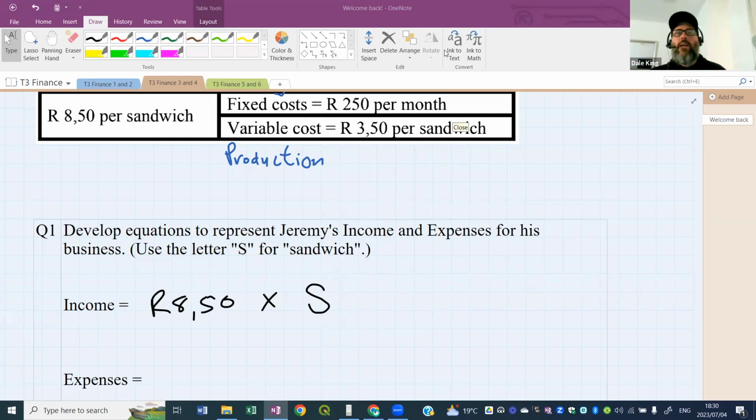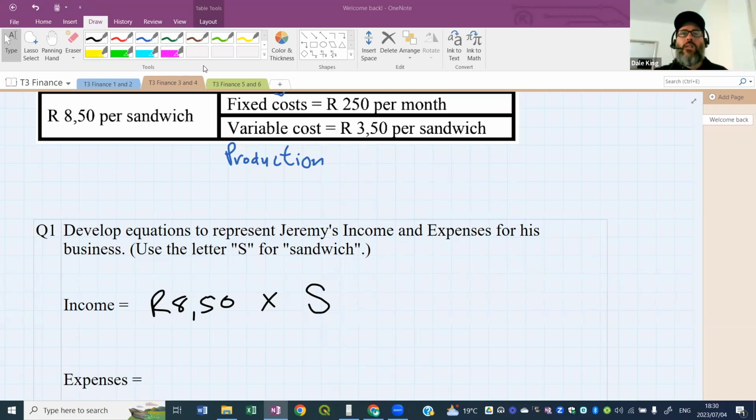We're just creating, I can't even say it's mathematical sentences. It's just an expression, a math expression that will help us. You'll see later on in question 2 why we're doing this, but we're just creating some equations here. They're just sentences. Like, for example, this expression that I have here in front of me for income, I could say to this person, Jeremy, to work out your income for your business, take the number of sandwiches, S, and multiply by how much you are selling your sandwiches for, which is R8.50. So it's a sentence explaining how this business gets income. That's all it is.